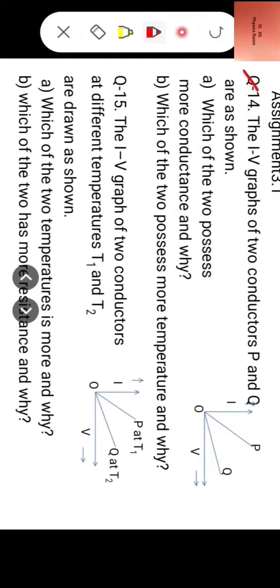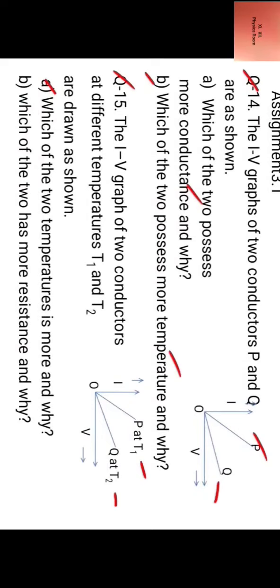Question number 14. The IV graph of two conductors P and Q are as shown. A. Which of the two possess more conductance and why? B. Which of the two possess more temperature and why? Question number 15. The IV graph of two conductors at different temperatures T1 and T2 are drawn, which are as shown. A. Which of the two temperatures is more and why? B. Which of the two has more resistance and why?